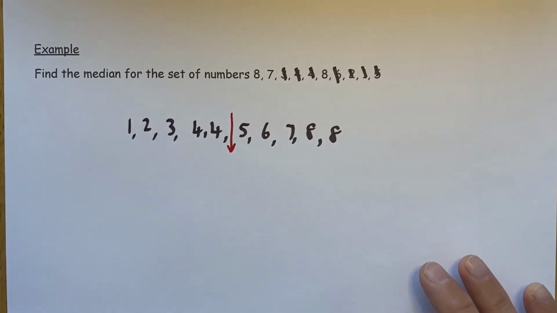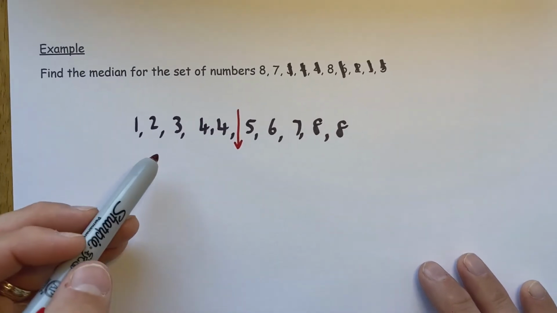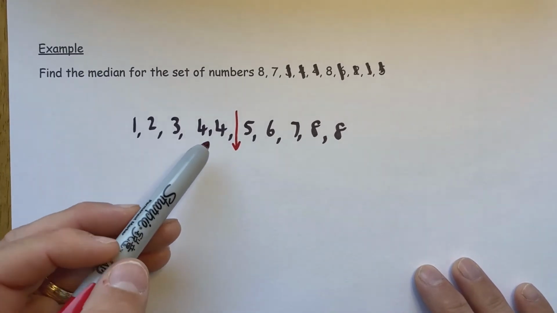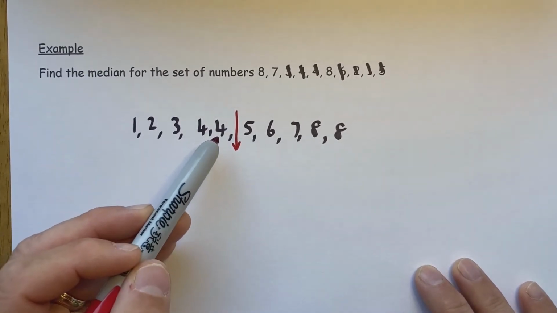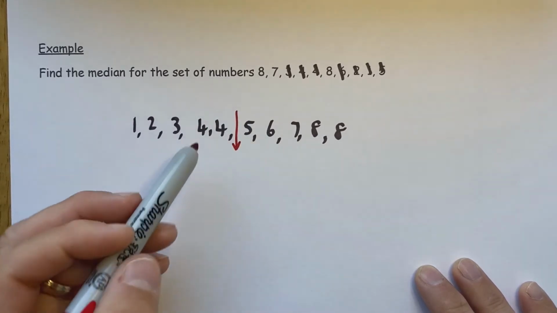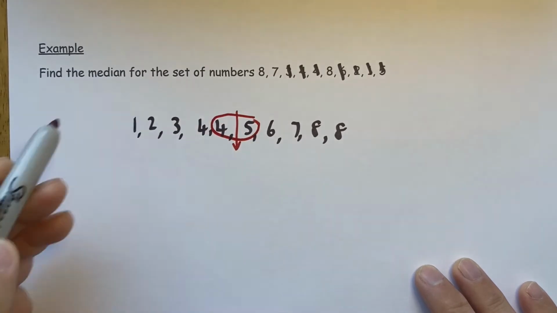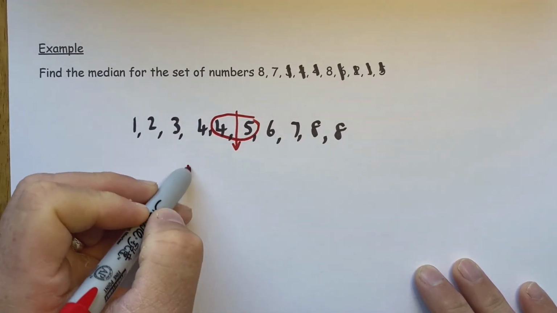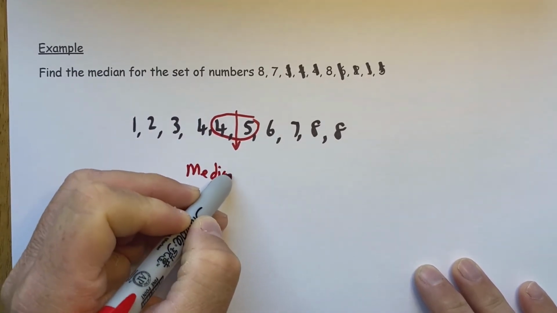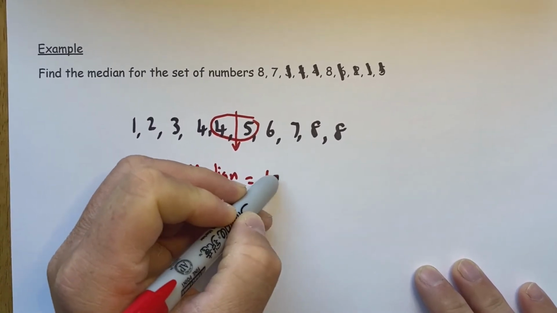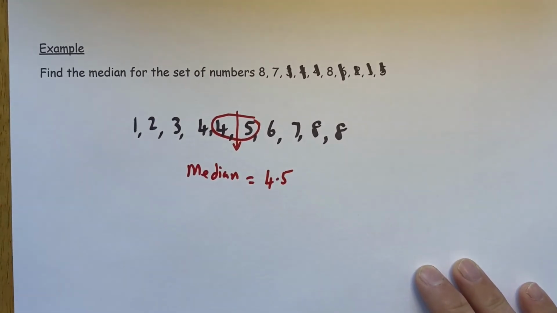Now this is where it's a bit more challenging. We have an even set of numbers, so the median is not an actual value that is presented here. It's between these 2 middle numbers. So the median in this case is 4.5, halfway between the 4 and the 5.